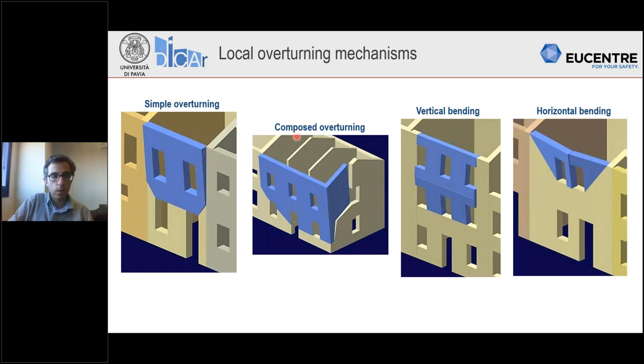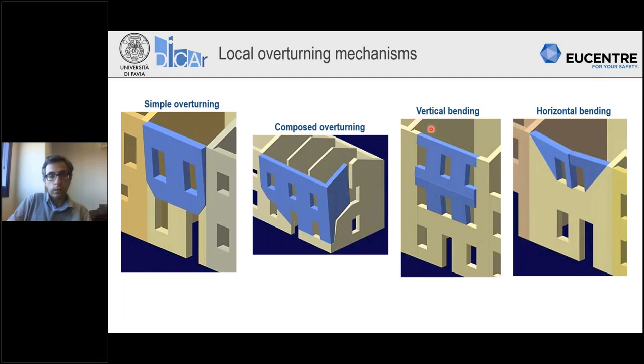Here you can see a more complex mechanism, which involves also a portion of the orthogonal wall. That can take place when, again, the restraint on top is not very good, but the connection with at least these orthogonal walls is quite good.